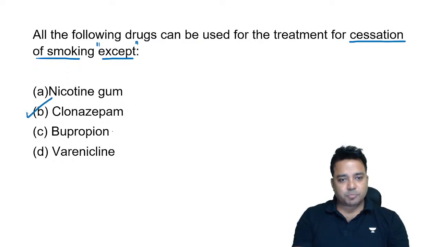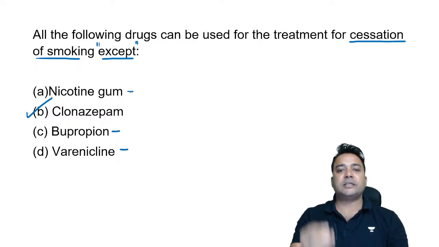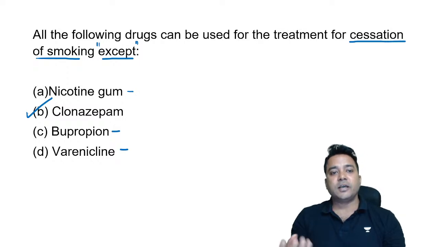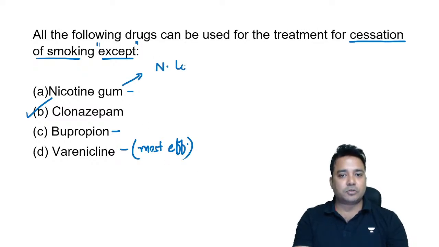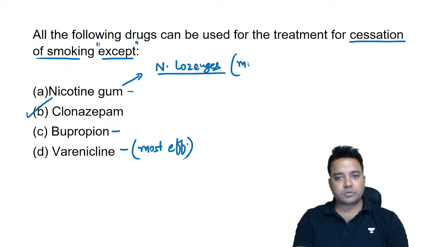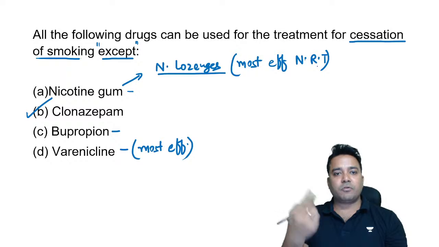Yes. Whereas bupropion, varenicline, nicotine gums, patches, inhalers, lozenges, they are first line therapies. What are the second line therapies of smoking cessation? Clonidine and nortriptyline. Clonazepam does not come anywhere at all. Out of the smoking cessation drugs, varenicline is the most effective agent, having the highest effectiveness. Out of nicotine replacement therapies, nicotine lozenges are the most effective. Remember these two facts. The most effective NRT, which is a first line agent, is lozenges. Lozenges are something which you keep in the mouth and they dissolve on their own.